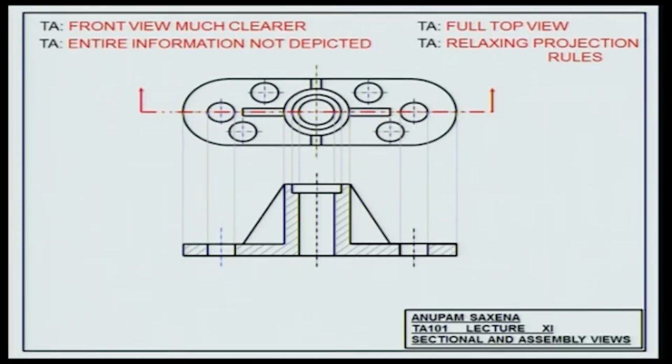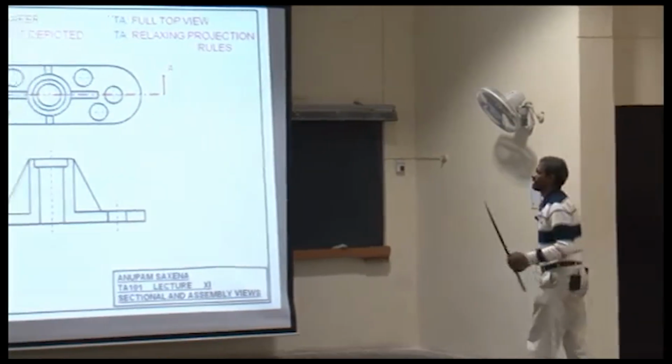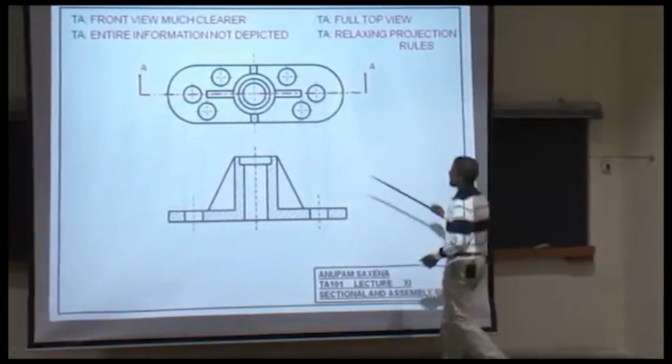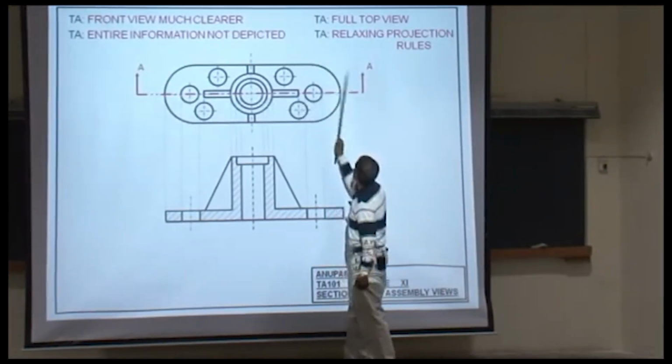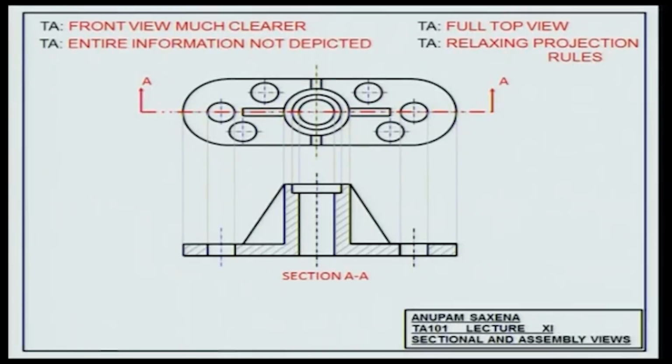So this is how the section plane is shown. Top view. This is like the edge of a knife, and you're looking in these two directions. And in the front view, you say section AA.